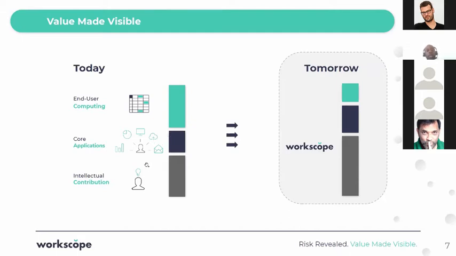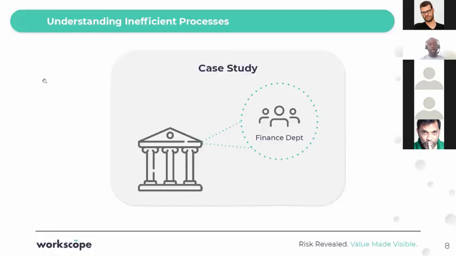What you really want people to do is spend more time with their intellectual contribution. You're paying someone to solve a problem or to perform a task based on their skills. You don't really want them building spreadsheets necessarily. So what we're trying to do is get you from this state today to tomorrow, whereby you have fewer spreadsheets. Okay, so we're going to look at 2 case studies.